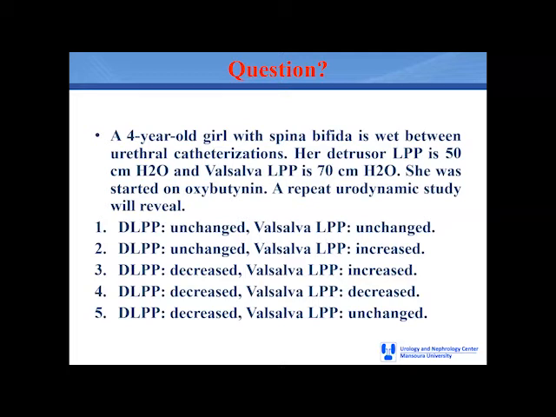I wish we could do this in a poll, but unfortunately we could not do this for time's sake. So the correct answer is one. In fact, anticholinergics do not affect the detrusor or Valsalva leak point pressure. This is a reflection of the outlet function, and anticholinergics do not affect the bladder outlet, although they may increase the bladder capacity, improve compliance, and treat associated detrusor overactivity.